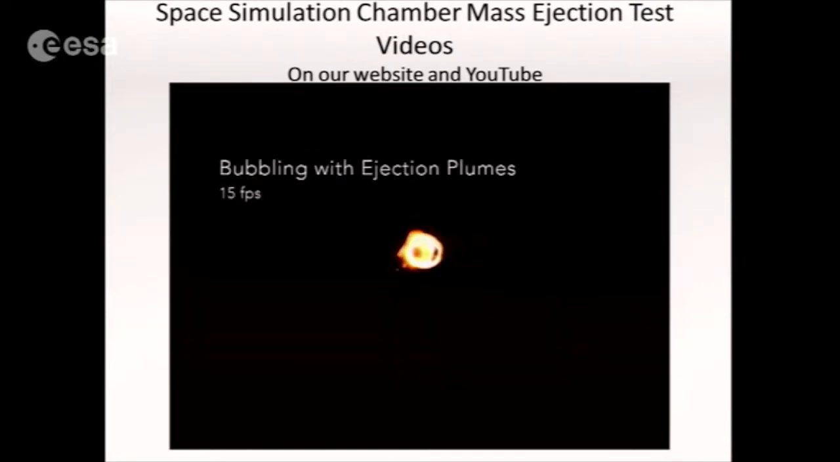Here, this is filmed at a lower exposure, and we would still be seeing the plume cloud if I was doing it at higher exposure, but this is just to show the bubbling with the ejection plume here. This clip is rather long, so it'll go to a bubbling clip soon. You can see these bubbles happening at the surface.